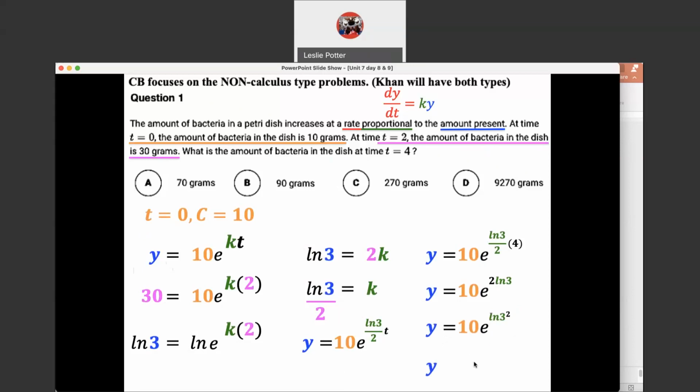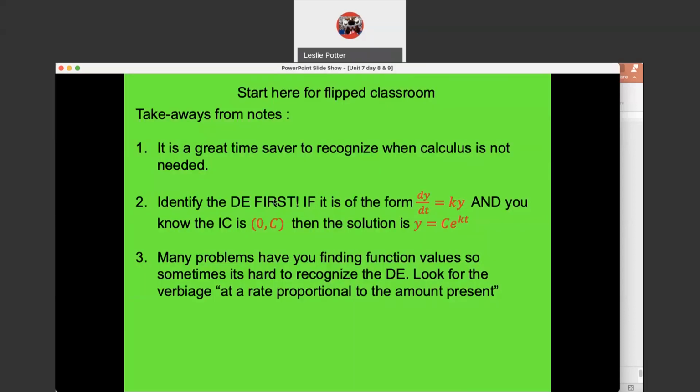So this ends up being 10 times 3 squared, which is 10 times 9, which is 90 grams. So the answer here should be B. When we get into the classroom then, we'll go over the takeaways, and we'll have you work on some topic questions.